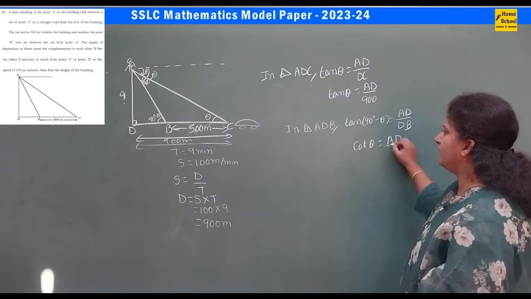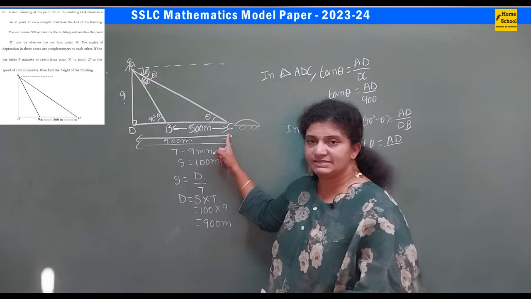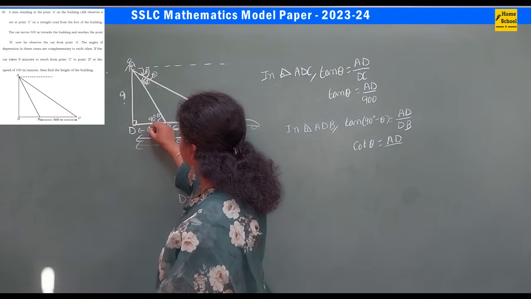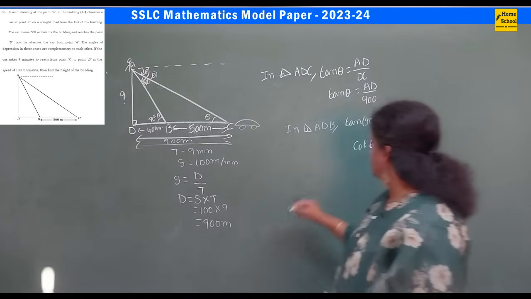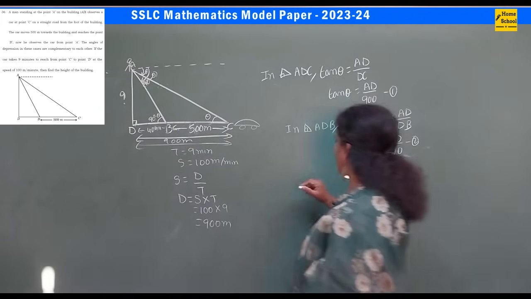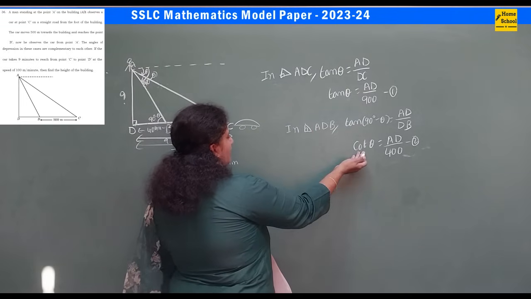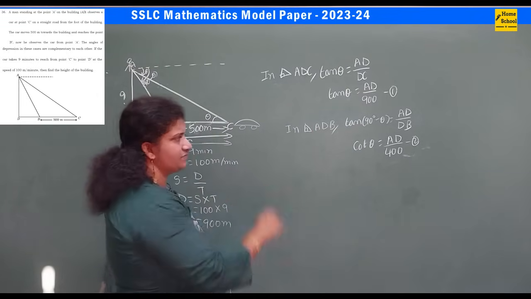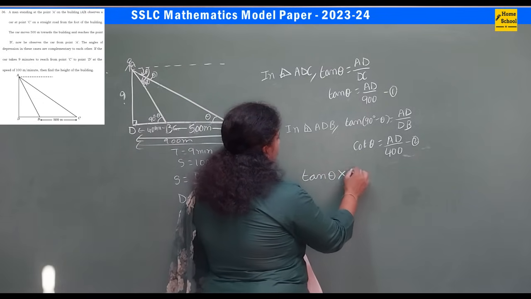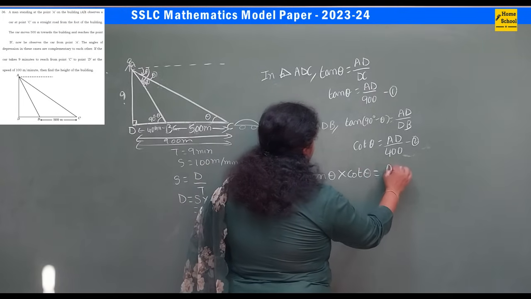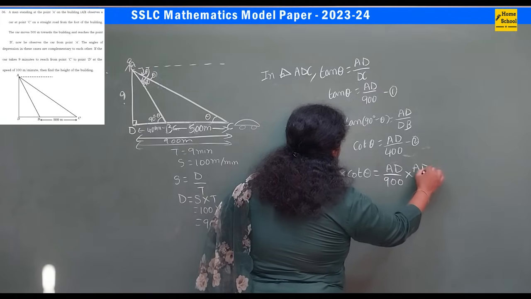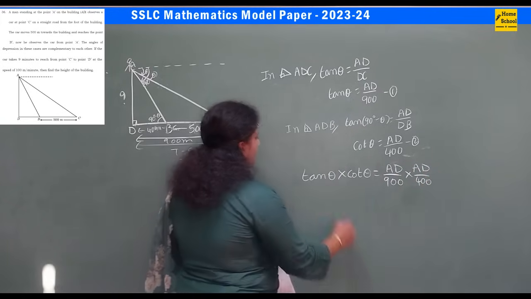AD by DB value is, we know DC length is 900, BC is 500. 900 subtract 500, then the DB distance is 400 meters. Substitute that one here, cot theta is AD by 400. Right? Now multiply both the equations, or you can write cot theta as 1 by tan theta and substitute, anything is okay. So let me multiply tan theta into cot theta is equal to AD by 900 into AD by 400, right?